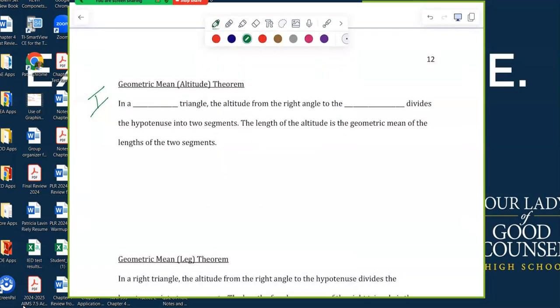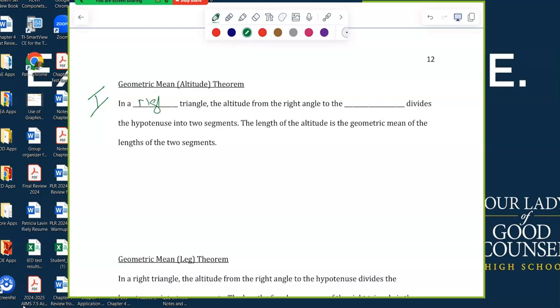In a right triangle, the altitude from the right angle to the hypotenuse divides the hypotenuse into two segments. The length of the altitude is the geometric mean, kind of an average, of the length of the two segments. Okay, let's draw this out.